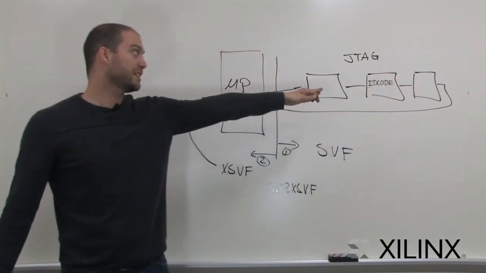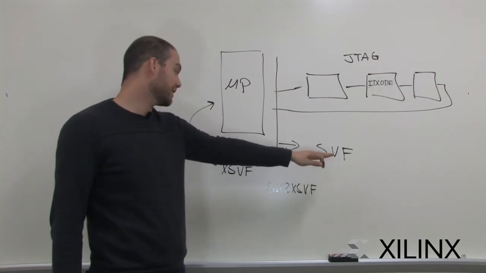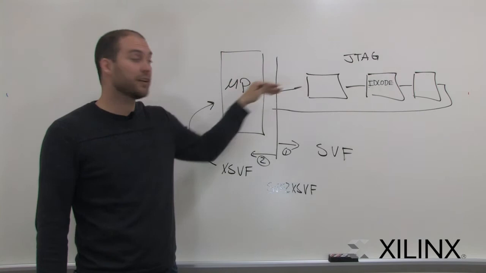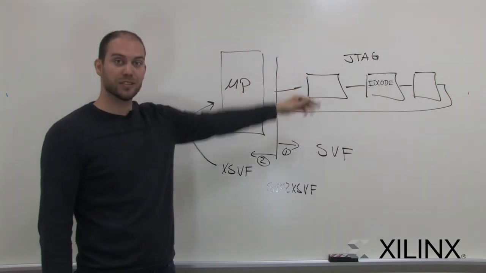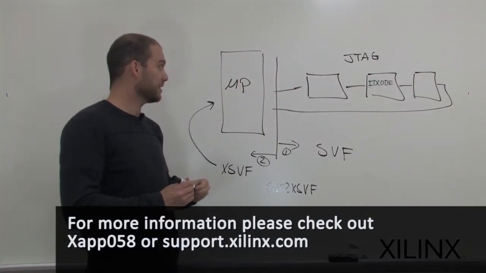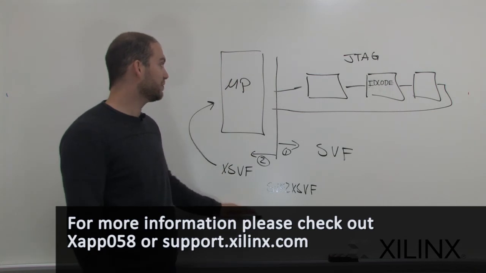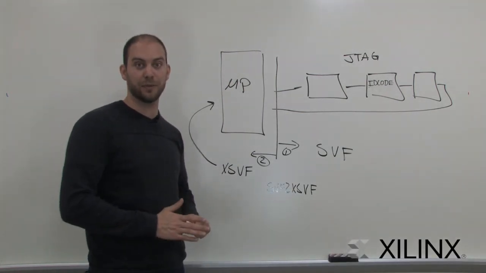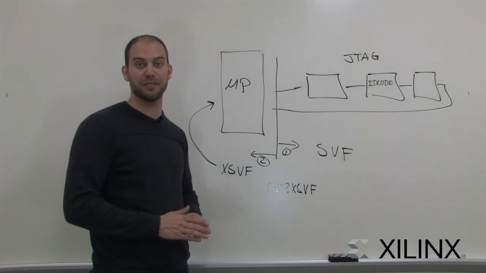For starters, an ID code SVF file can be created in Impact. The XSVF can be ported into the processor and played out over the chain to ensure the JTAG chain is working. At that point, the full system is now implemented and you should be up and running. That was our overview of application note 058. Thanks.